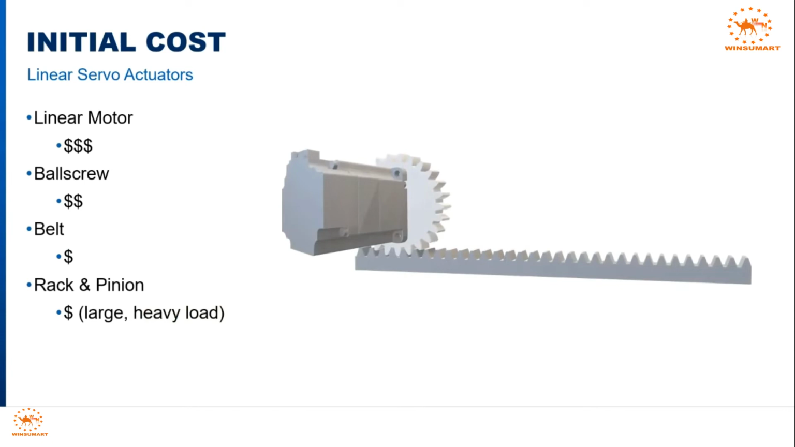Rack and pinion is a little tough to compare. These tend to be used in physically large systems with much larger and heavier payloads. The cost of a rack and pinion is far lower at that scale than linear motors, ball screws, and belts. But at a smaller scale, that advantage is often less distinguishable.